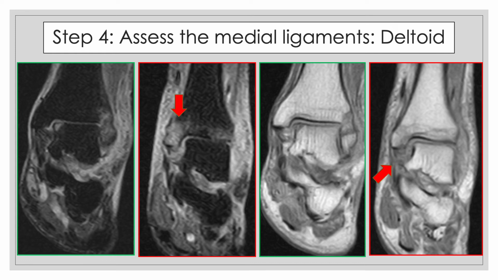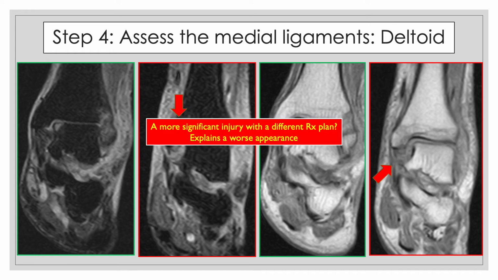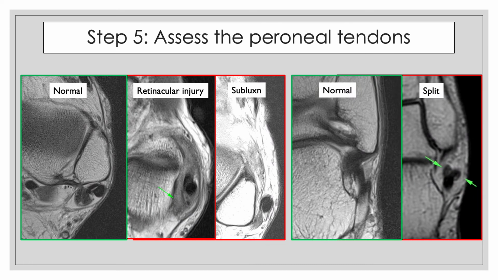On the other hand, on the images on the right, what you can see here is that normal striated appearance on the non-fat suppressed image, and then you can see a much more heterogeneous, distorted appearance of that deltoid ligament. So again, this indicates that you have a more significant injury pattern.